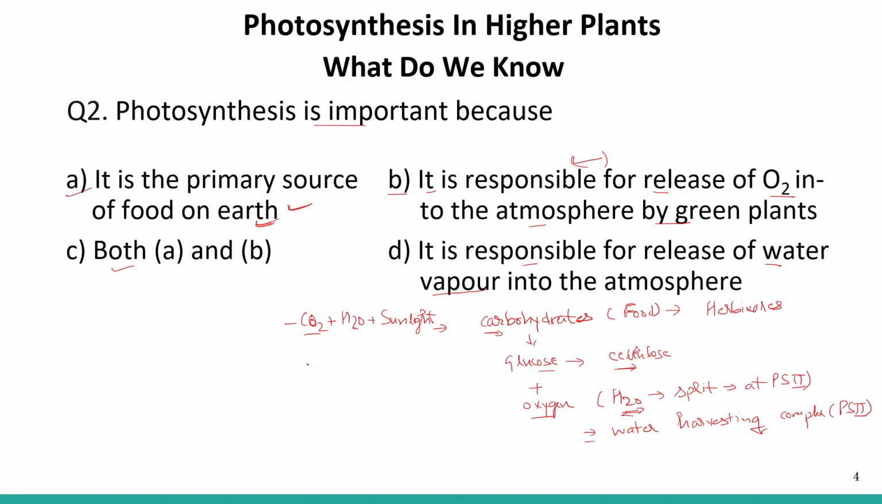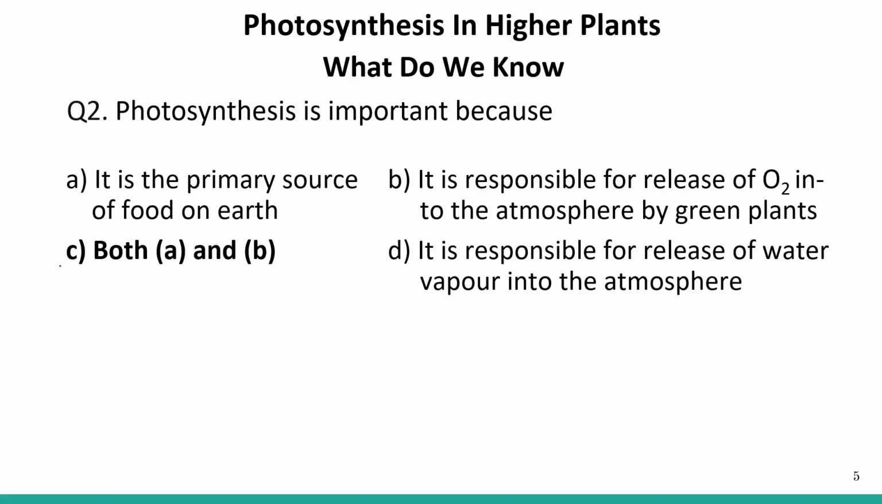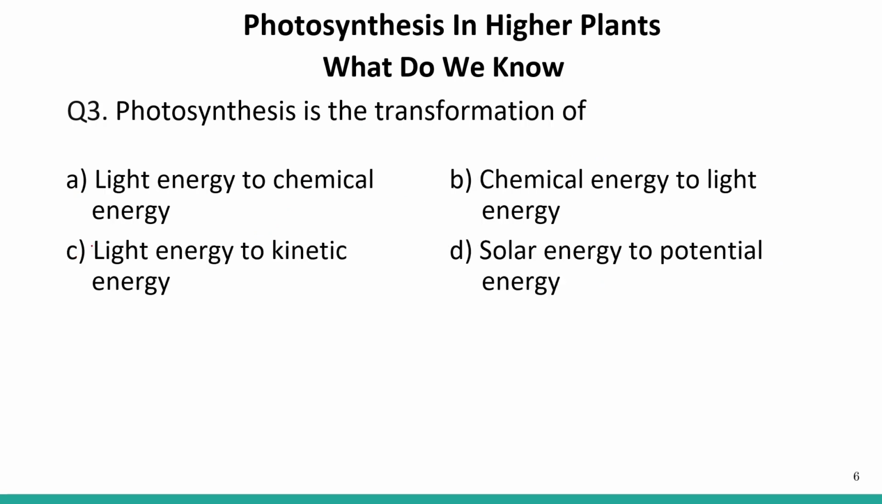If we write 2H2O, this will give you 4 hydrogen free radicals, and it will give you oxygen. So oxygen is released due to the photolysis of water, and electrons are also released here. So what should be the correct answer? Options A and B are correct, so option C, both A and B, is the correct option here.